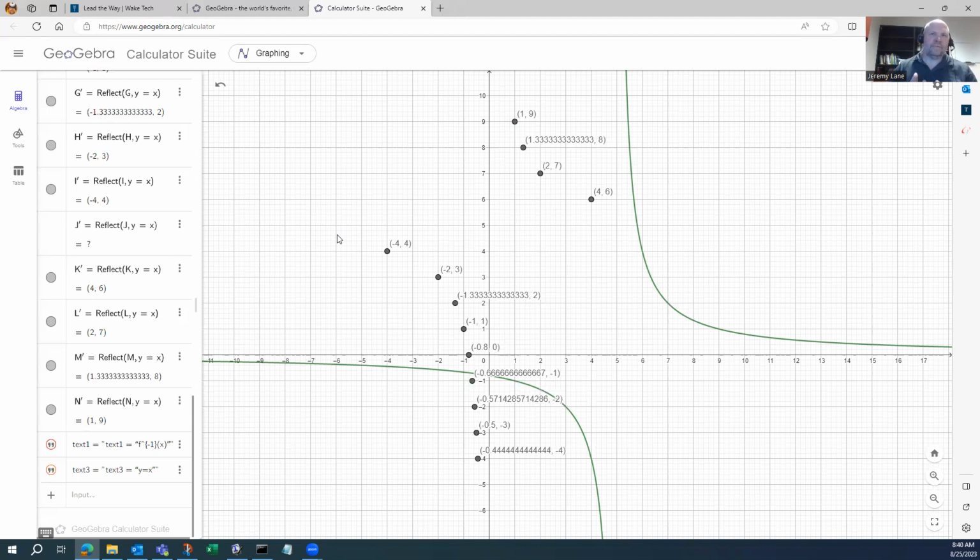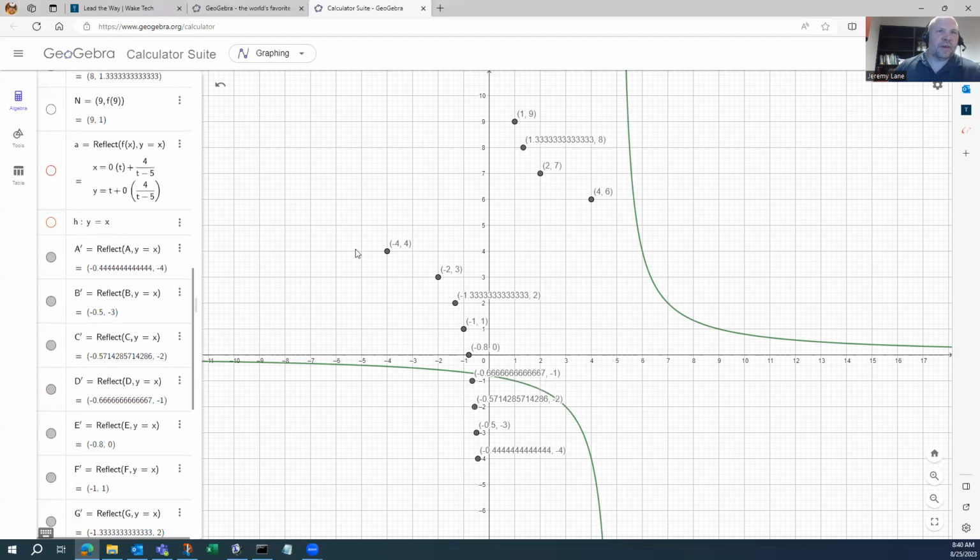So we have our graph of F, we have our graph of points that are going to be on the inverse now. So now all I have to do is connect these points in a pattern similar to what I saw with the graph of F. And here in red, we can see the graph of our inverse.